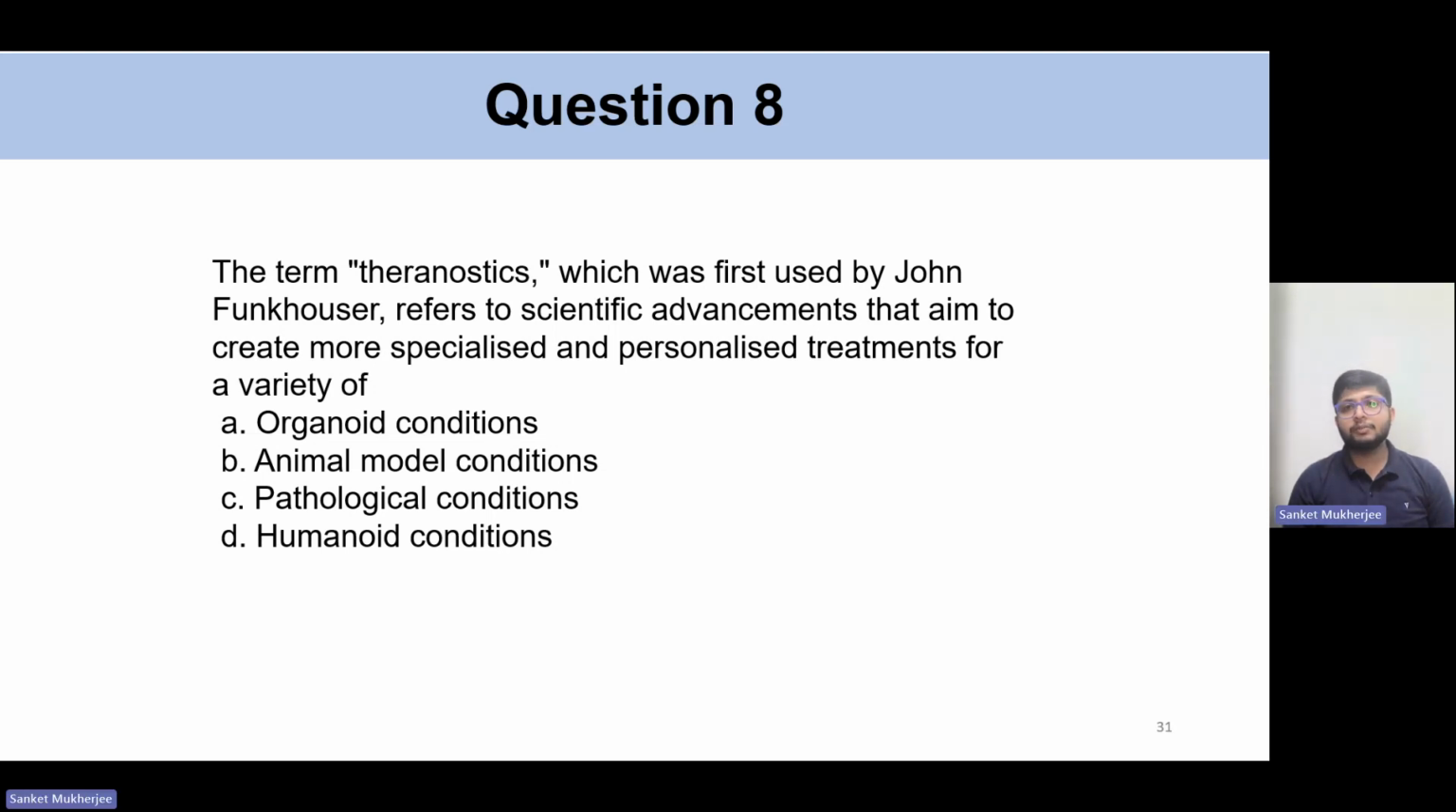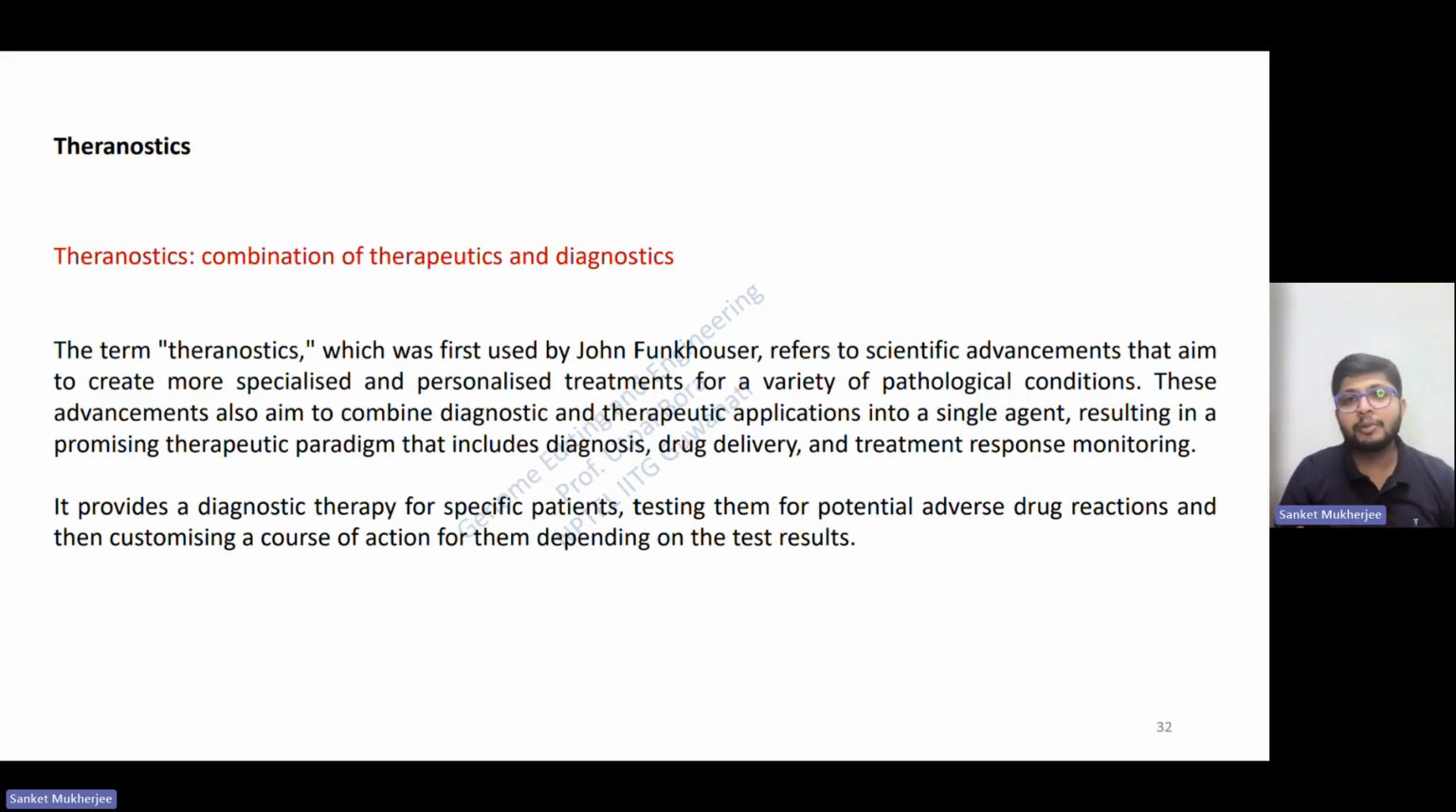Okay, so the term theranostics, which was first used by John Funkhauser, refers to scientific advancements that aim to create more specialized and personalized treatments for a variety of pathological conditions. So let's see what we have about theranostics. Theranostics simply means a combination of therapeutics and diagnostics. So that's a combined term for these two.